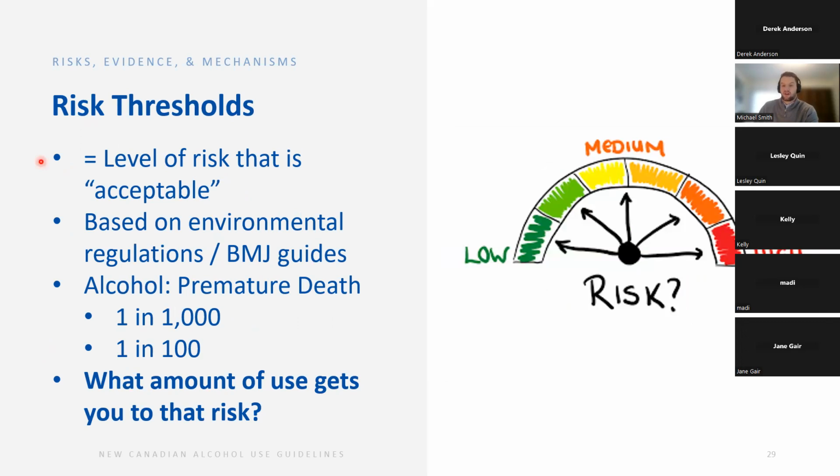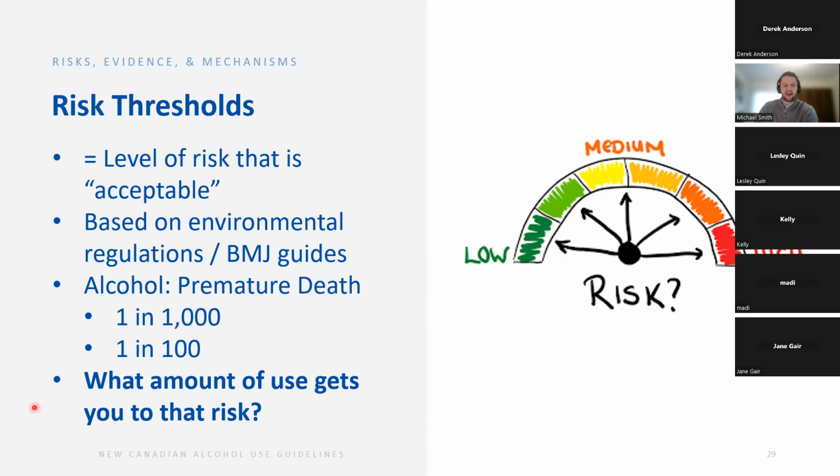So first, we're going to talk about risk and what a risk threshold is. This is the level of risk that is deemed acceptable. In science research on substance use, these are established thresholds of risk that people are willing to accept. These are based on guidelines and medical journals that are established and standardized for most substances. But for alcohol, they are often set at a 1 in 1,000 or a 1 in 100 risk of premature death. And premature death is defined as a death before the age of 75 years.